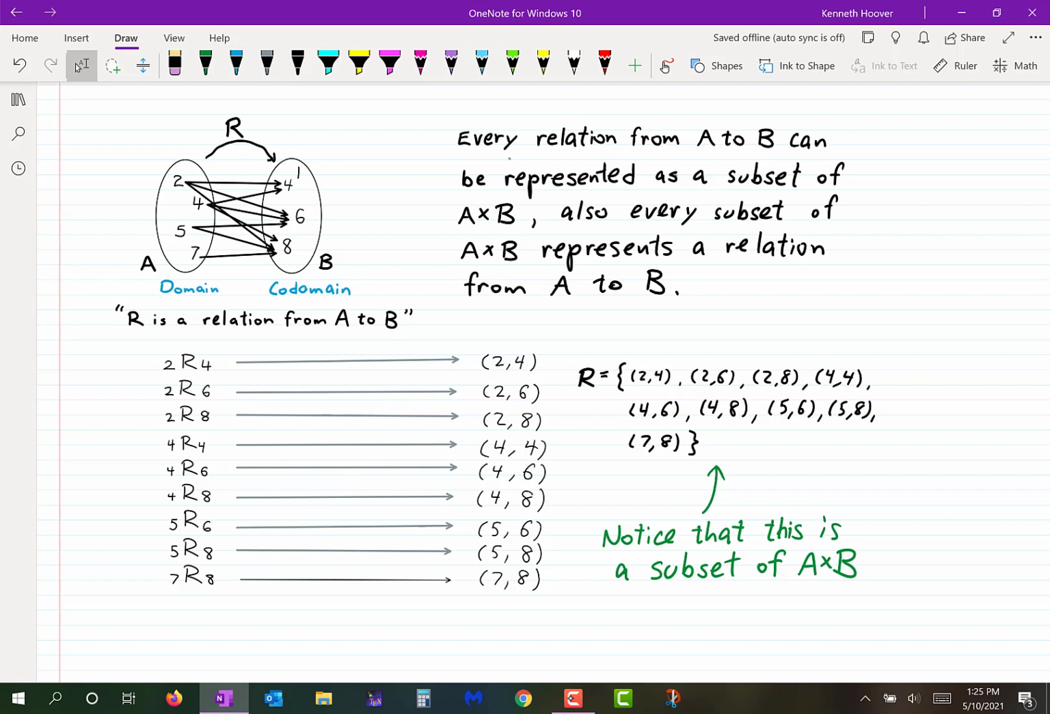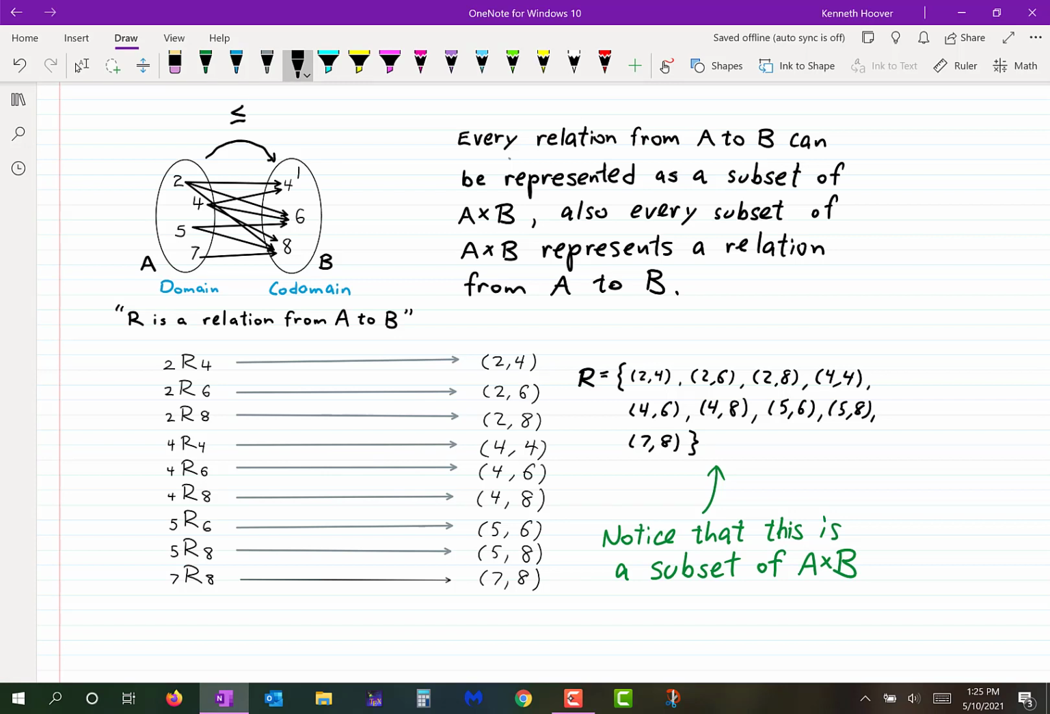2 is not less than or equal to 1. 4 is less than or equal to 4. 4 is less than or equal to 6, and 4 is less than or equal to 8, but 4 is not less than or equal to 1. 5 is less than or equal to 6, and 5 is less than or equal to 8, but it is not less than or equal to 1, and it's not less than or equal to 4. And 7 is less than or equal to 8, but 7 is not less than or equal to 1, it's not less than or equal to 4, and it's not less than or equal to 6. So that relation that I drew is in fact the relation less than or equal to.